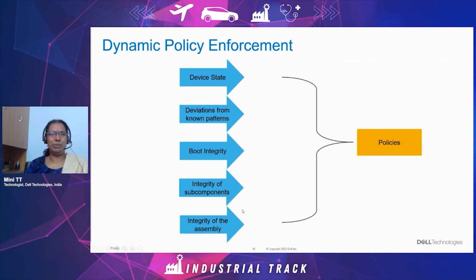So these are the mechanisms for enforcing your policy. We could take the device state and deviations from known patterns, the boot integrity, integrity of the subcomponents, then the integrity of the assembly itself, all that could be seen. And then we define our policies. Say, for example, you remove a drive component and put in another one, then do we really want to work with it? With things like attestation, you could attest whether the component is coming from a genuine manufacturer, is it running good firmware, and from a security point of view, is its status all good? If we see that it is not, then what do we do? Those are the policy definitions.